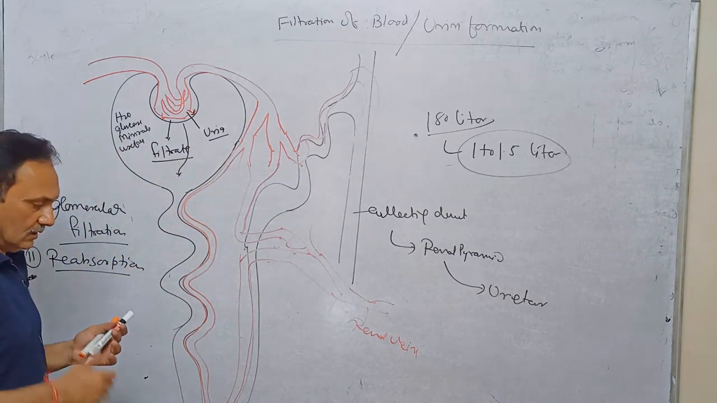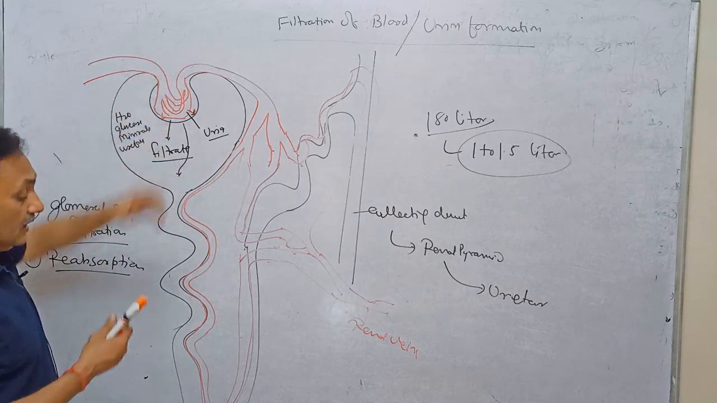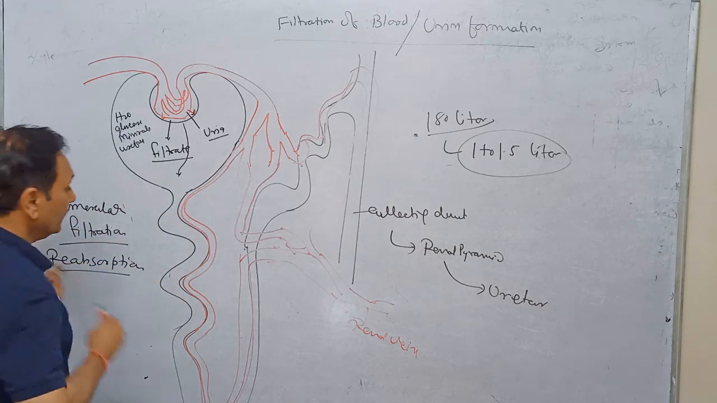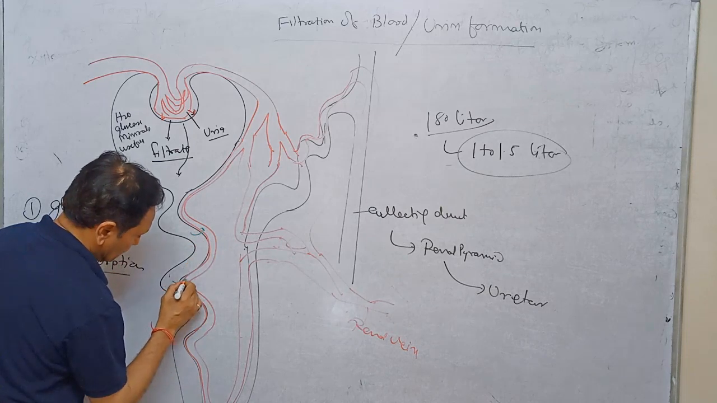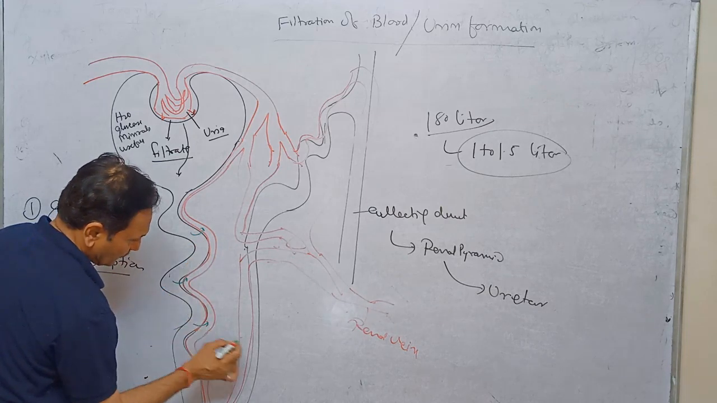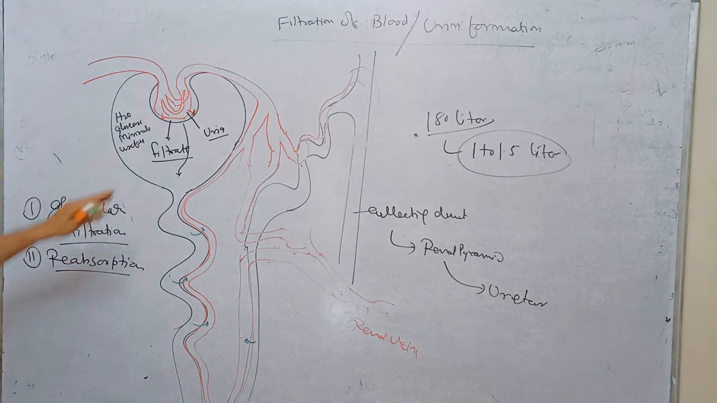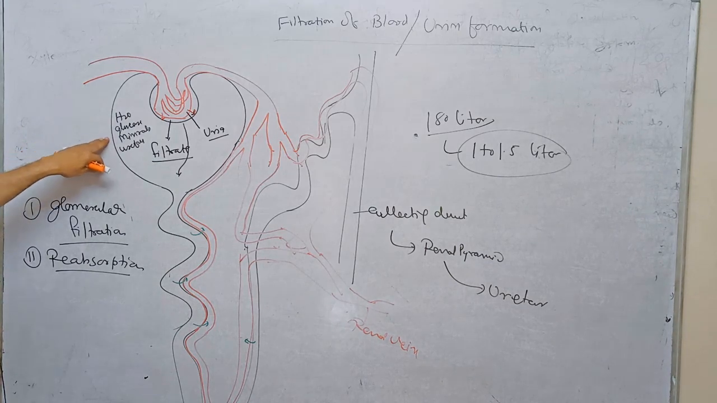Now what is the significance of this division of the efferent arteriole? It is nothing but the movement of the filtrate from this to this different part, to prevent the loss of water, glucose, and minerals.